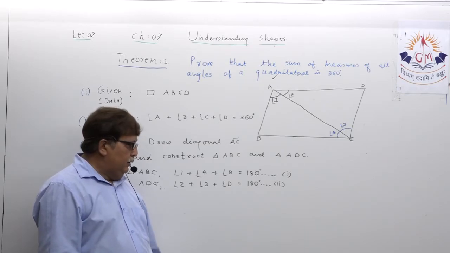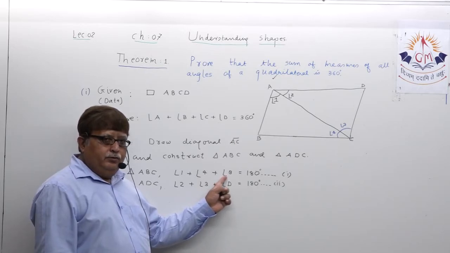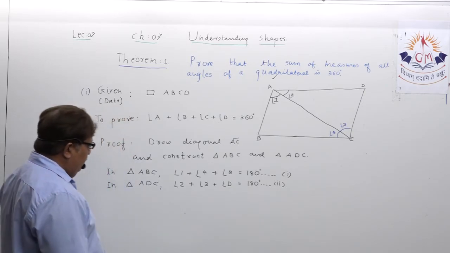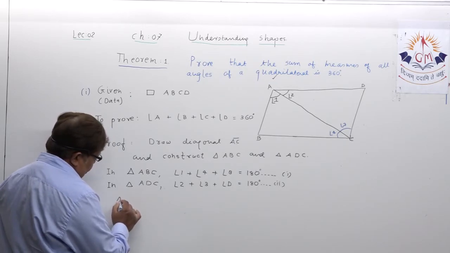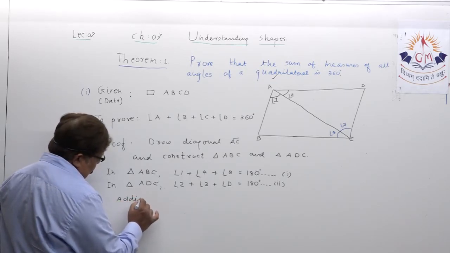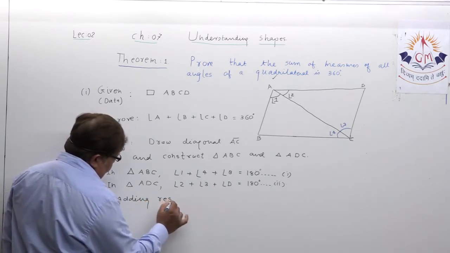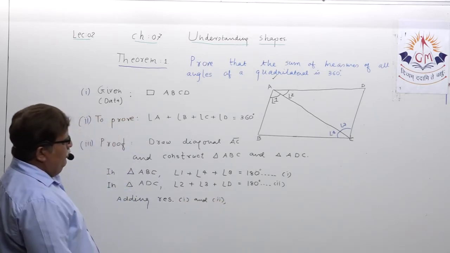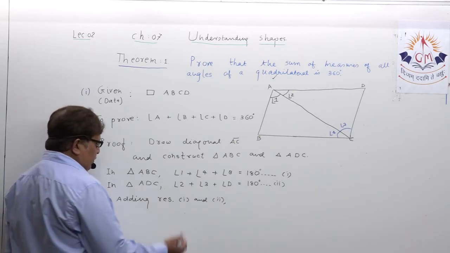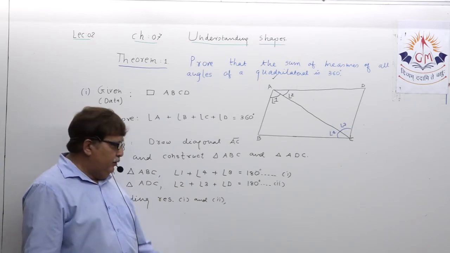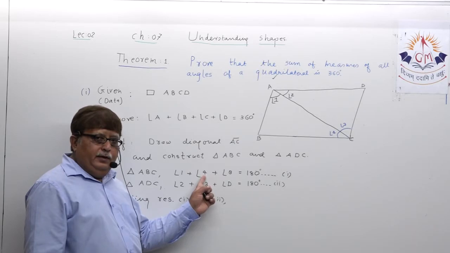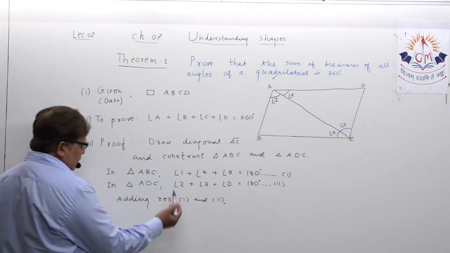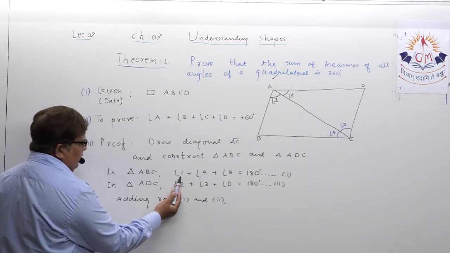Now, dear student, we are going to add both the results. So, what will you write? Adding results 1 and 2, let us add both the results. Dear student, how to add the results? You have to add left hand side to left hand side, right hand side to right hand side. So let's see what I am writing, just try to understand. I am writing it here.